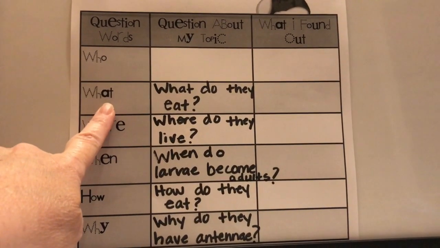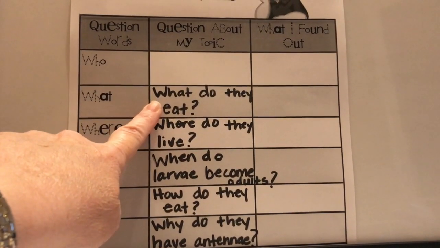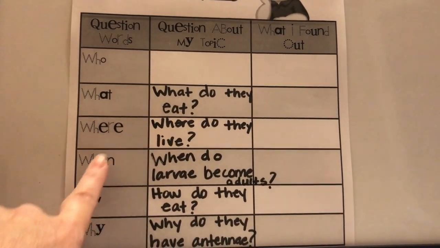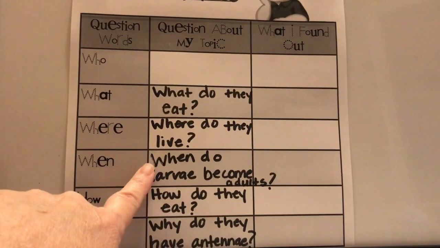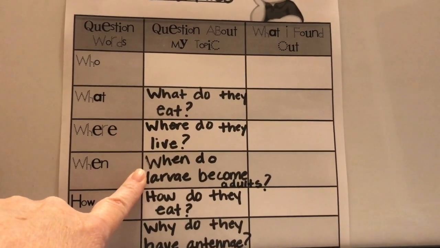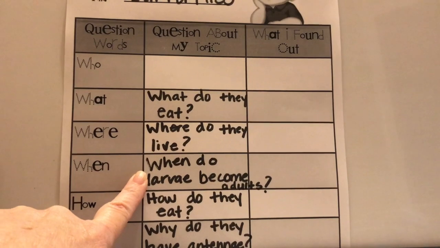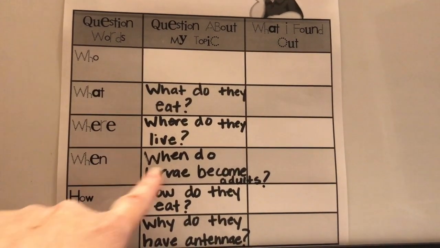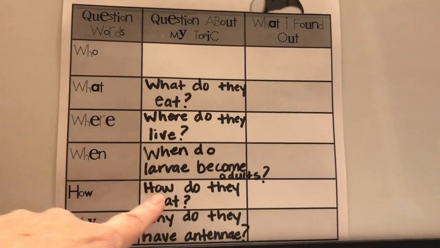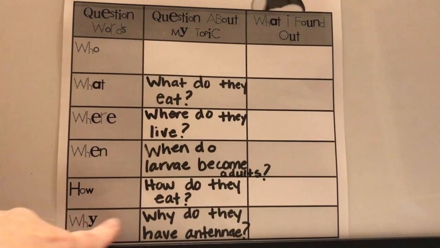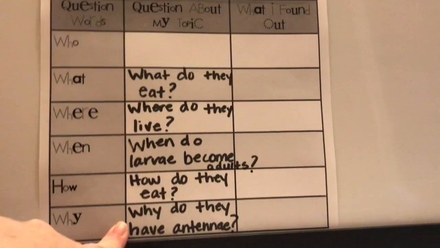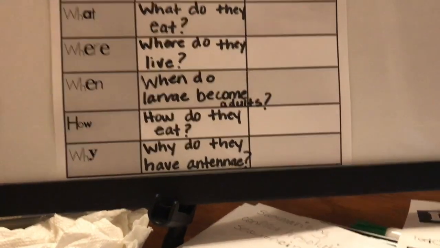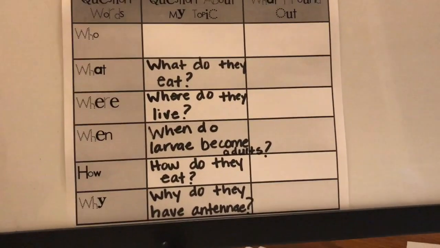So for what, I said, what do they eat? Where do they live? When do larvae become adults? Because remember, they're caterpillars first, which are the larvae. Then they go into their little chrysalis, and then they turn into adults. How do they eat? And why do they have antennae? Because if you remember pictures of monarch butterflies, they have the little antennas on top.